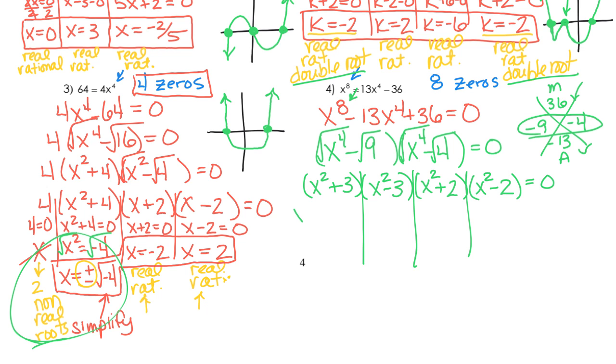And here we would have x squared plus 3 equal to 0. Here, x squared minus 3 equal to 0. Here, x squared plus 2 equal to 0. And here, x squared minus 2 equal to 0. On this one, we're going to have to subtract 3. So we would get x squared equals negative 3. And then we would have to square root both sides.